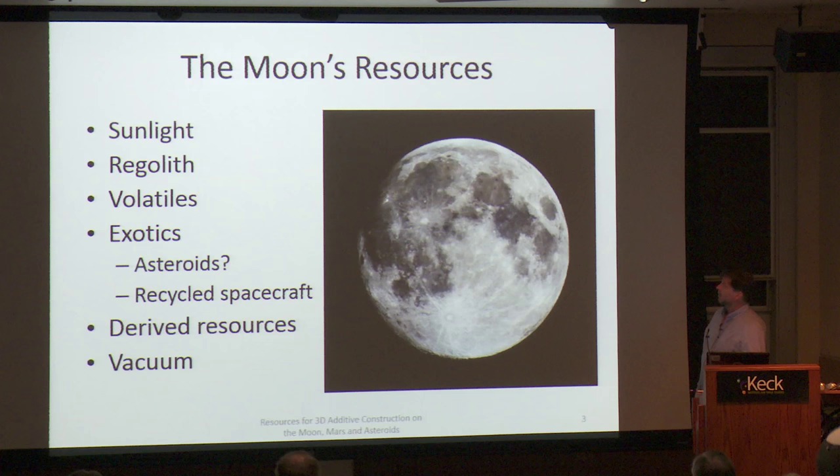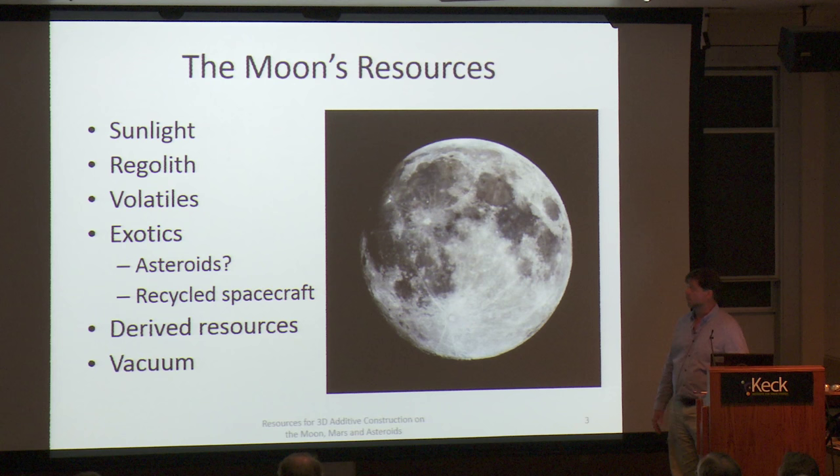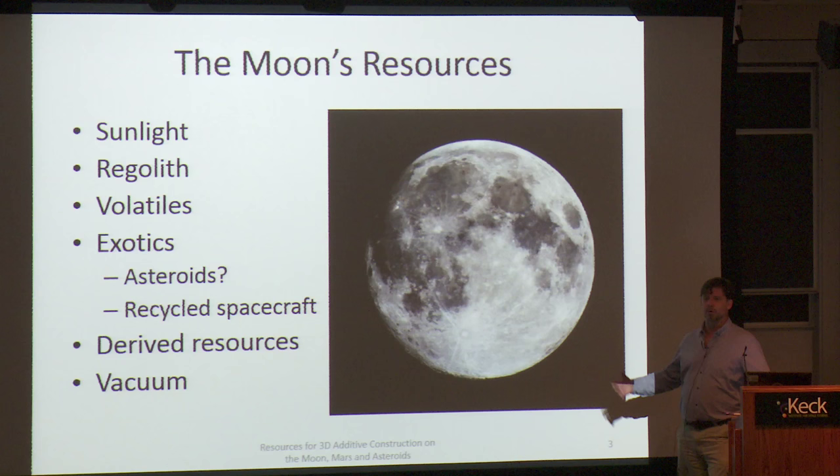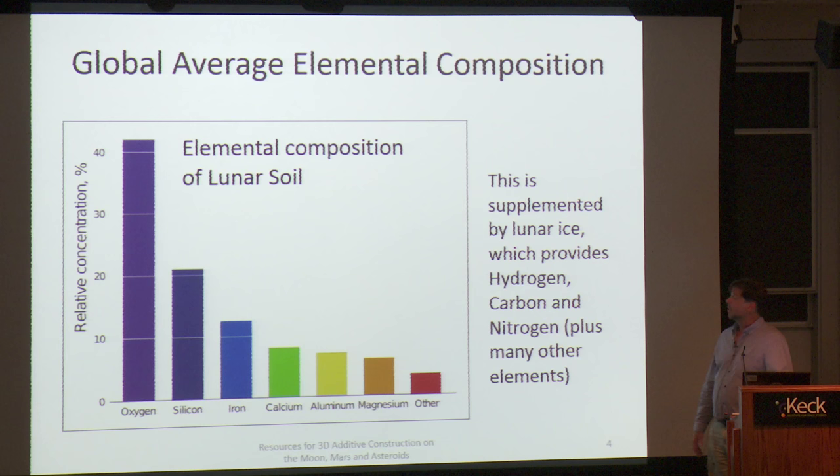Moon's resources, as Rob mentioned, include sunlight, regolith. There are volatiles we know on the Moon. There are exotics, such as remnants of asteroid impacts, perhaps, recycled spacecraft. There are also derived resources. We can take what's on the Moon and process them to make other things. And then vacuum. As far as the regolith, the global average elemental composition, it's about 43% oxygen.